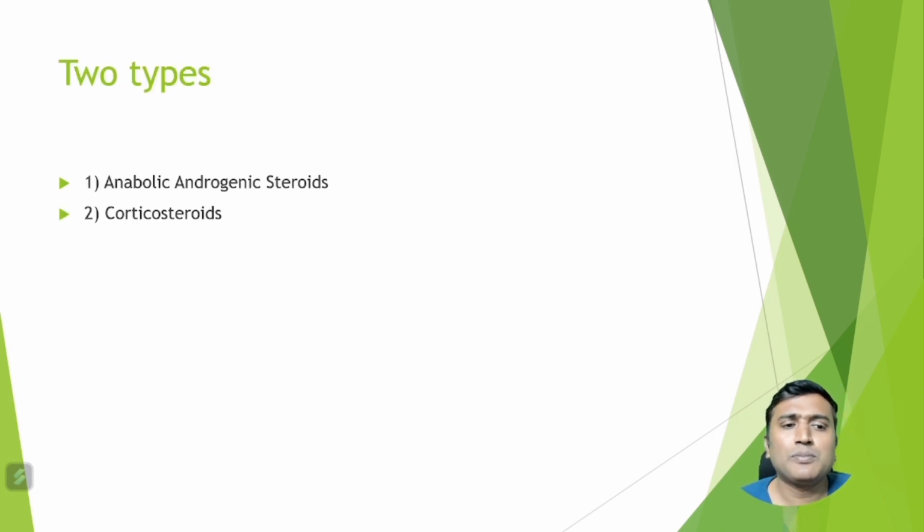We have two types of steroids. One is anabolic androgenic steroids and the second one is corticosteroids. Anabolic androgenic steroids are synthetic steroids which are similar to our male and female sex hormones, and are used for hormone replacement therapy.